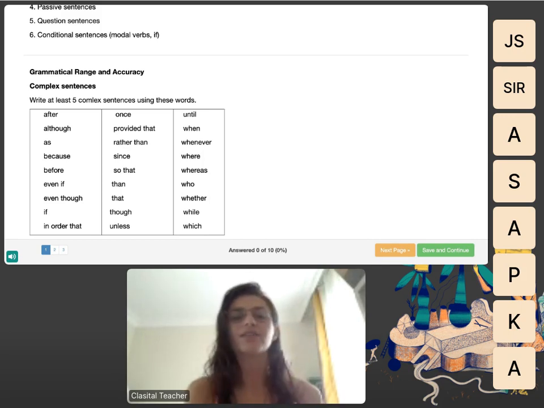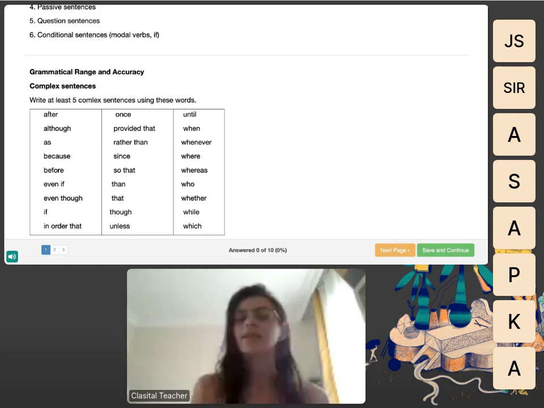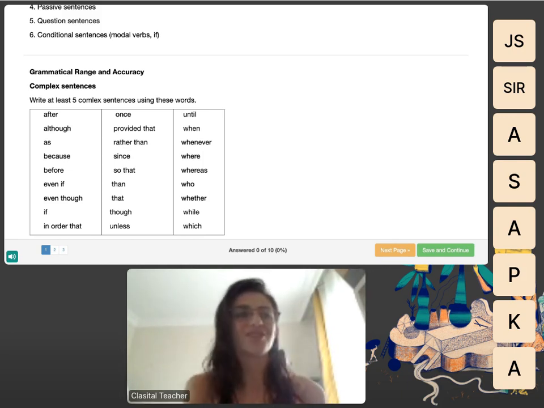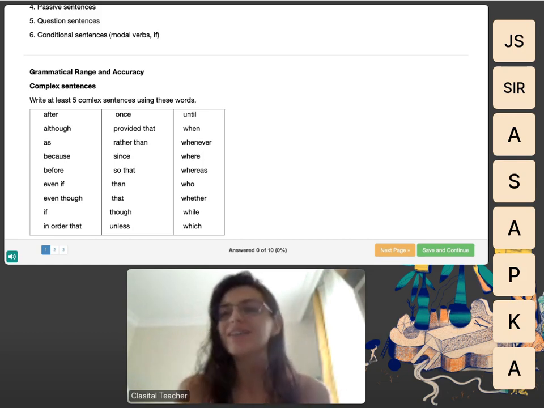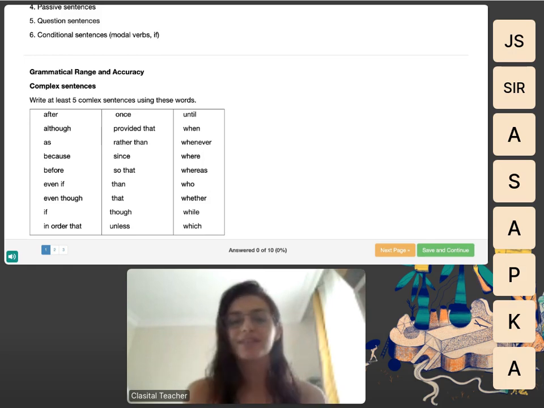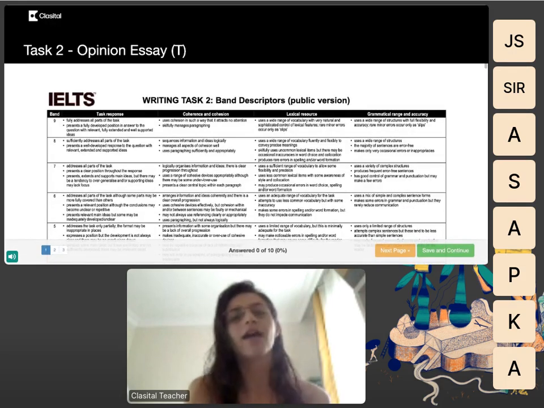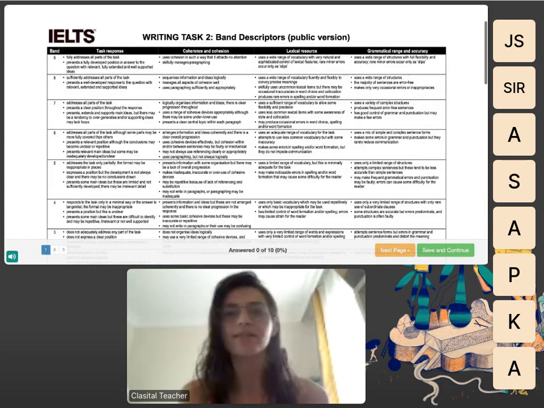So if you don't know any of these linking words or grammatical structures, I would highly suggest you try to learn them and use them in your essay later on. So basically, this was the criteria, the band descriptors that IELTS looks at while looking at your essay.